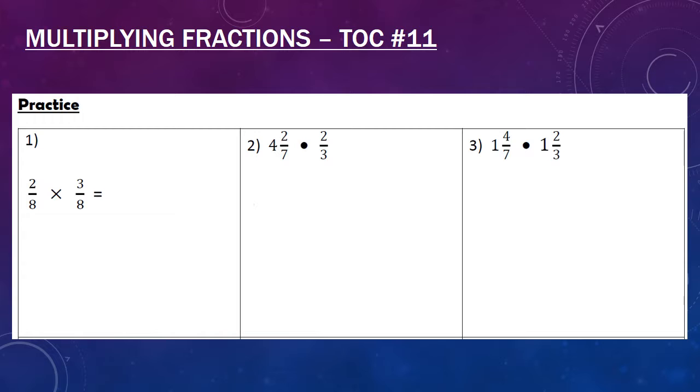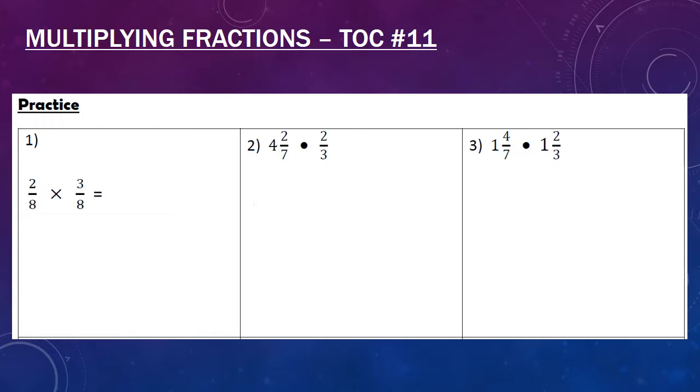All right, flip your page over. We're going to do some practice problems on the back. We have 2/8 times 3/8. And I did throw some problems in there where you got the multiplication symbol that looks like an X, and then I've got some with the dot. So you're getting used to seeing both. But moving forward, you're going to see more of the dot than you are the X.